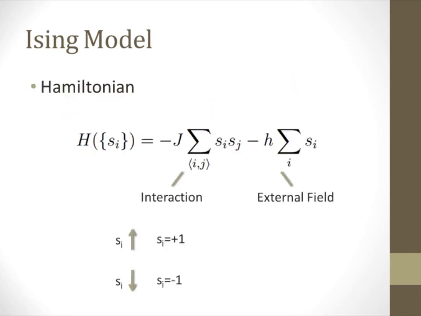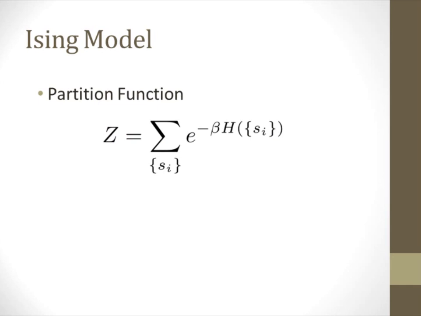To get information about a system, what we would really like to know is the partition function. Once the partition function is determined, we can solve for just about everything we would like to know about the system. The partition function can be written in terms of the Hamiltonian, as shown here, but we can solve this more easily if we define the partition function in terms of the trace of a matrix. This is where the transfer matrix method comes into play.